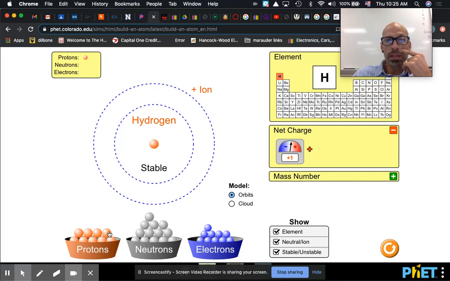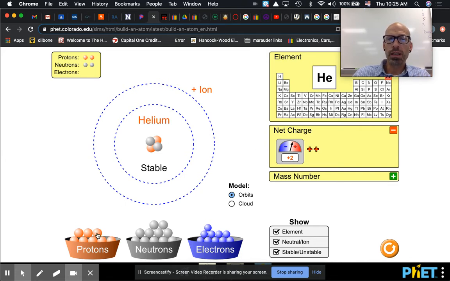And if I put another plus in there, what won't it be anymore? It won't be hydrogen anymore. And it's actually not stable. It doesn't tell me it's supposed to be stable, but I could make it stable, I suppose. How many can I put in there? Oh, too many. So that would be a +2. So this is the smallest atom that I could build that would have a +2 charge.